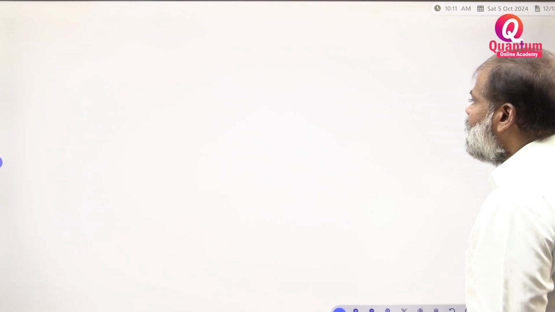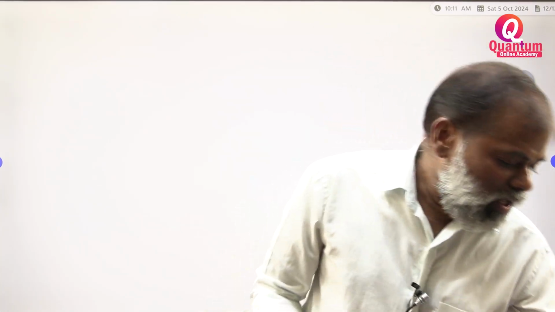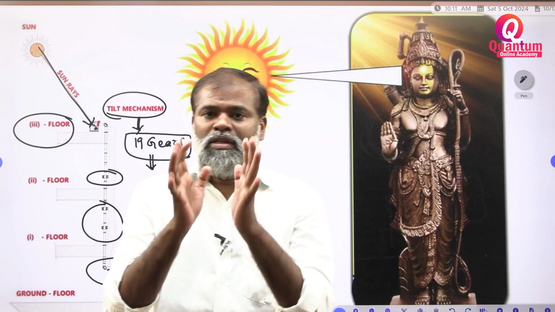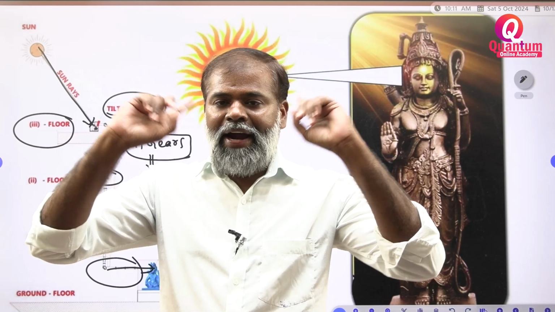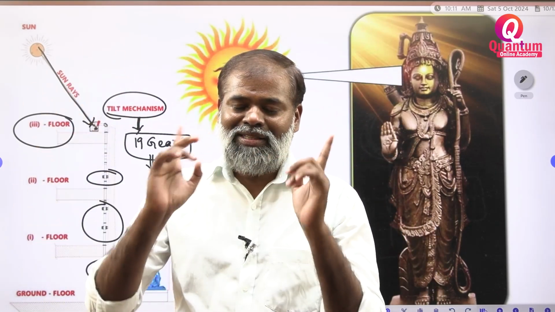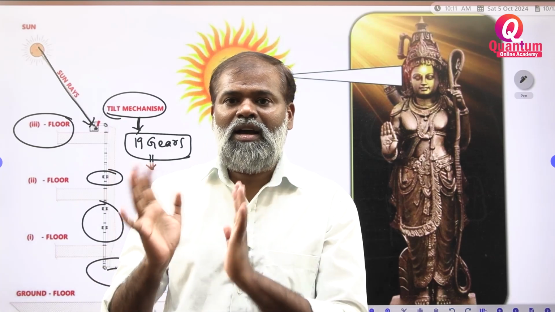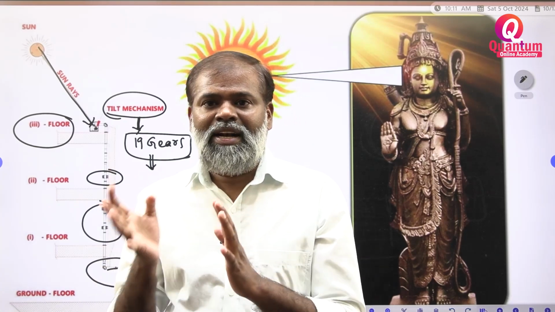Clear? So this is the information about Surya Tilak on various temples, various idols of the gods and goddesses, using different techniques based on the situation and the days.